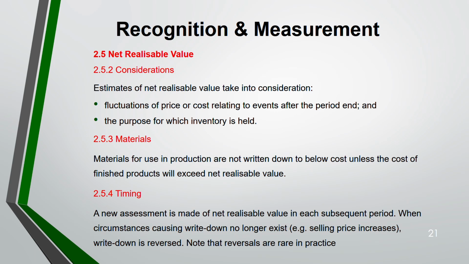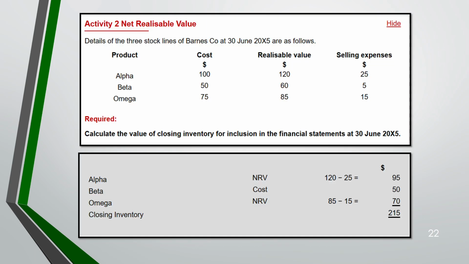That means when your selling price increases, earlier you have written down to the lower of cost or net realizable value. When your selling price was less, and now the selling price increases, whatever you have written down before, you will reverse it. But this reversal is rare. Why this reversal? Because every year, every subsequent period, you have to do that assessment of whether the net realizable value is changing or not. Okay, now activity 2.